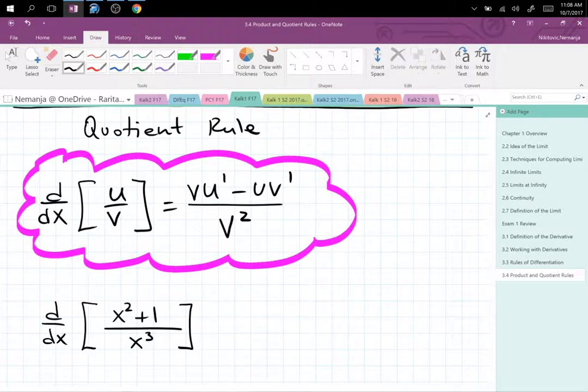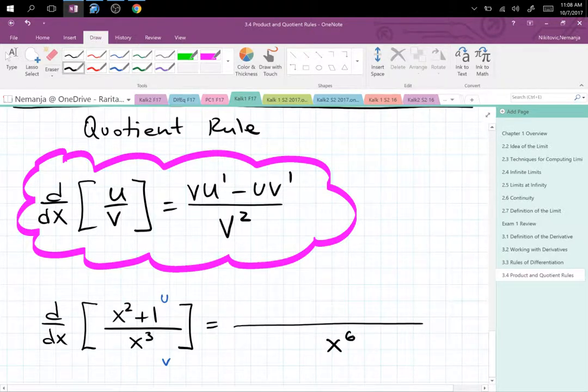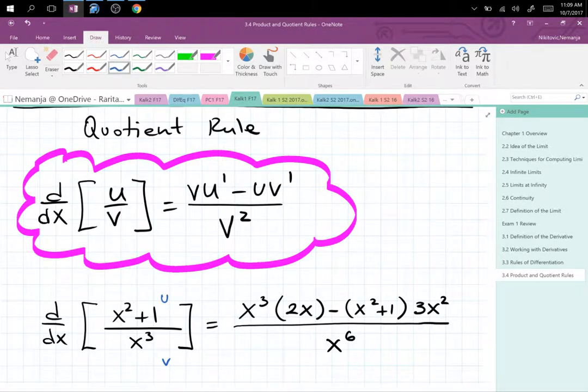Yes, you can do the long division of polynomials and work with that. Or we can apply the rule. Top is u, bottom is v. I see v squared over here, so that's x to the 6. That's easy. V goes first, so x cubed, times derivative of the top, which is 2x, minus x squared plus 1, times derivative of the bottom. So just follow the formula. You have to memorize the formula, otherwise you're doomed, as usual.